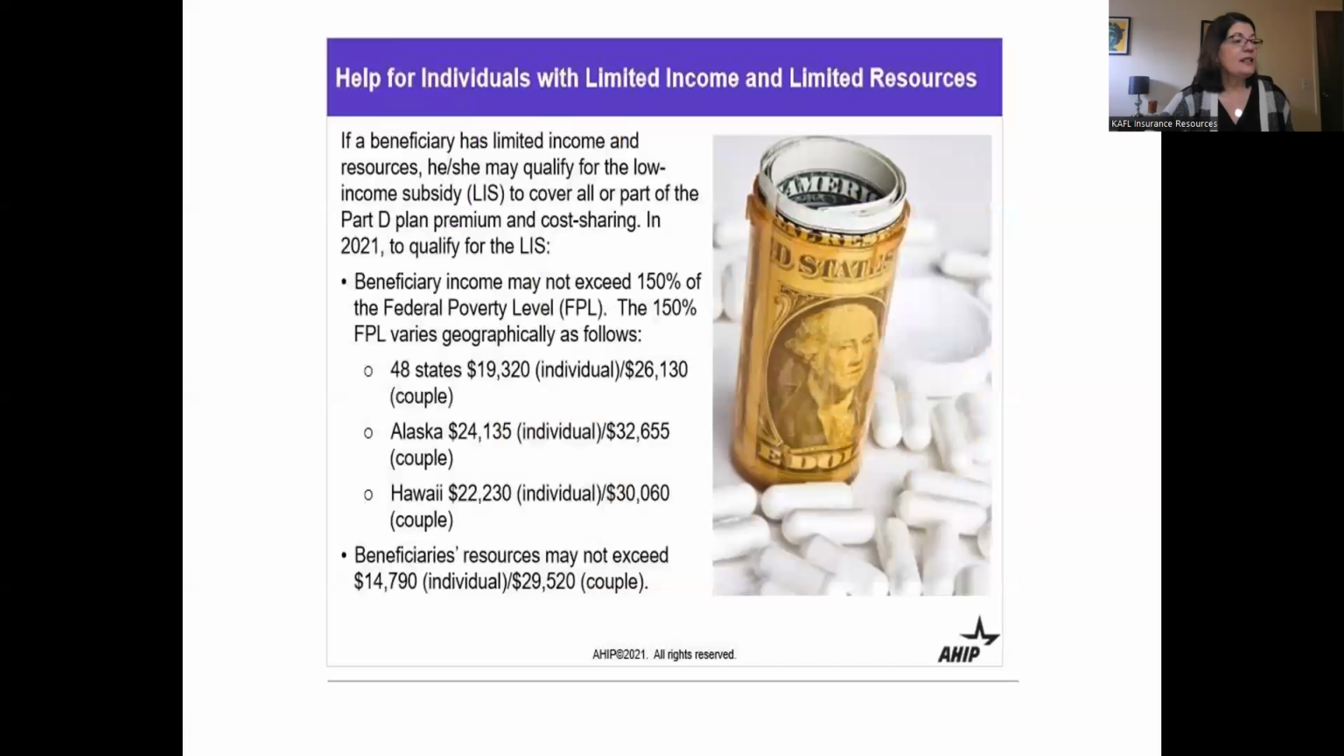So Part D assistance programs. There are a number of programs out there for people that have limited income, limited resources. And I hate hearing when someone says, or you read about people sometimes, that have to decide between getting their prescription drug refilled, or paying rent or whatever. There is help out there. And these are actually the 2021 figures.